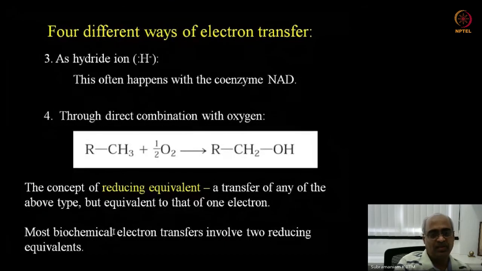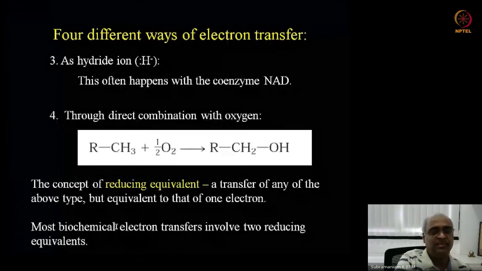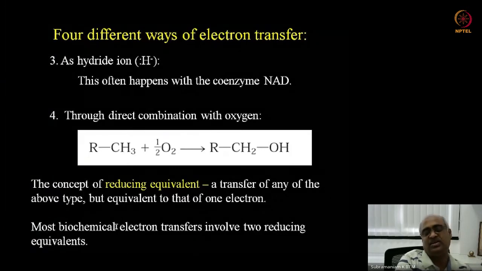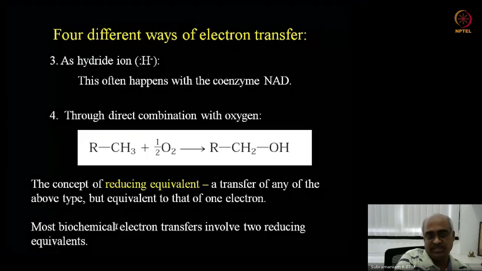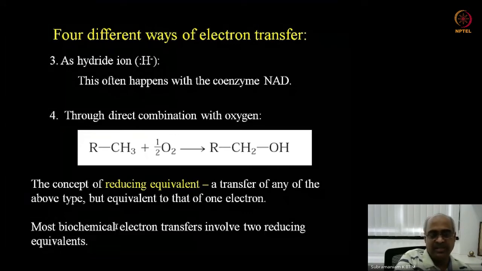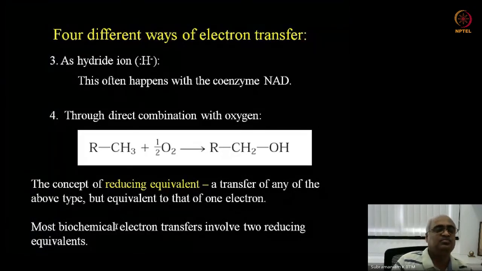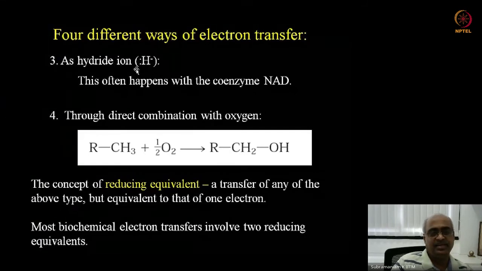And the third, which often happens in the electron transport chain, is hydride ion. So what actually happens here is you lose 2 electrons and a proton. Okay, you don't lose 2 electrons and 2 protons. That would be losing 2 hydrogens. Instead, here you lose an extra electron, 2 electrons and a proton. And as a result, that resulting ion, hydride ion, has a negative charge because it has 1 extra electron compared to the proton number. And this is the form in which it happens with a cofactor, which is NAD.